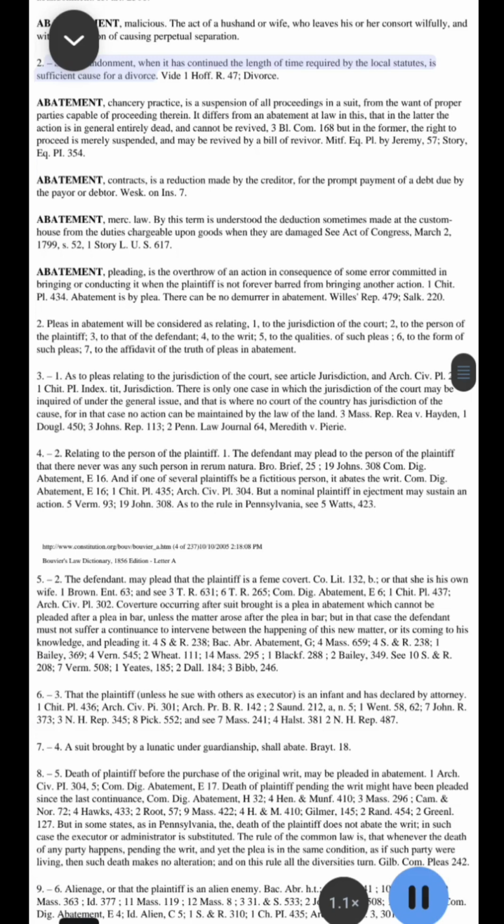2. Such abandonment, when it has continued the length of time required by the local statutes, is sufficient cause for a divorce. Vide 1 Hoff. R. 47, Divorce.